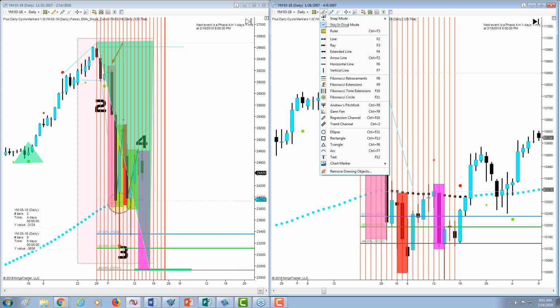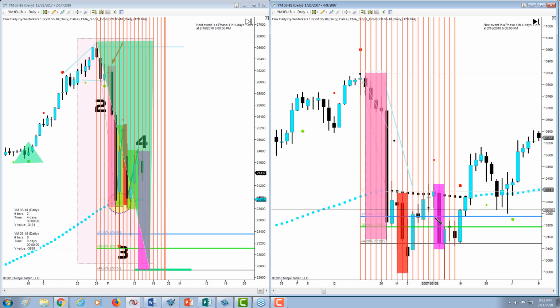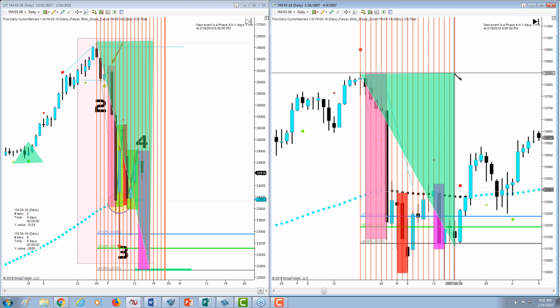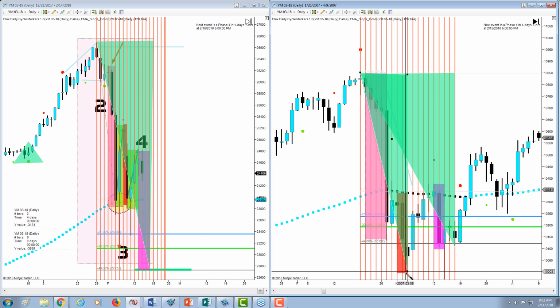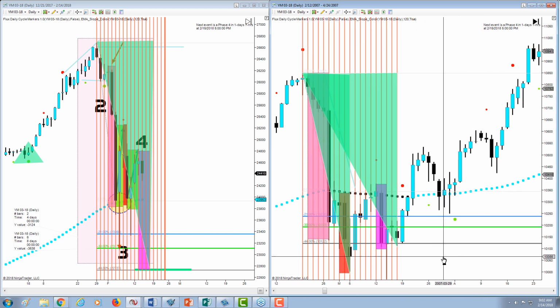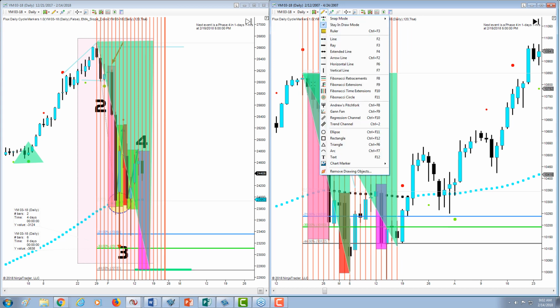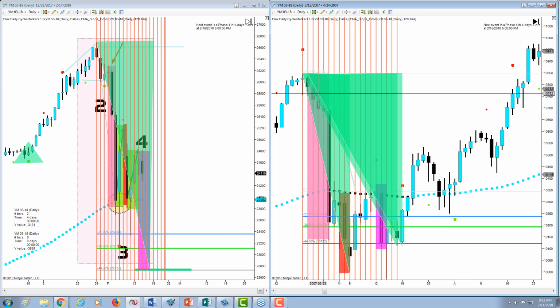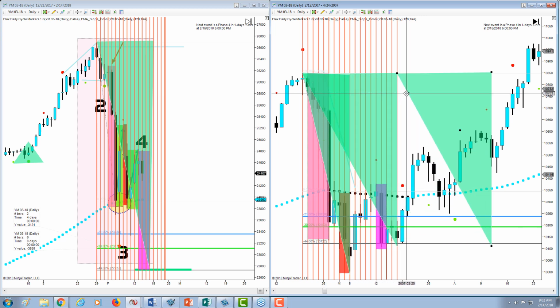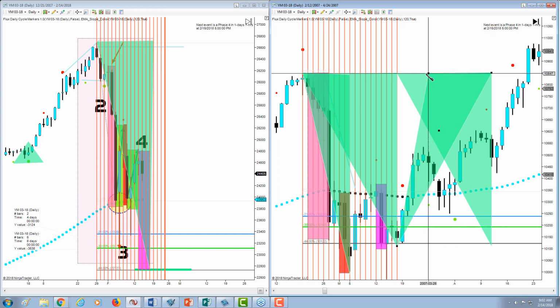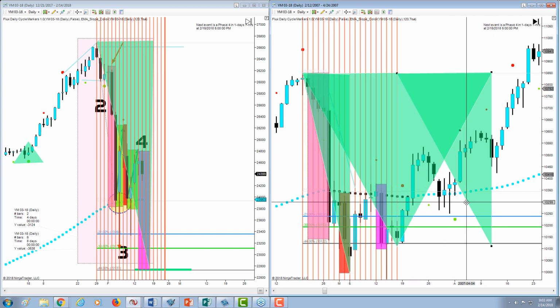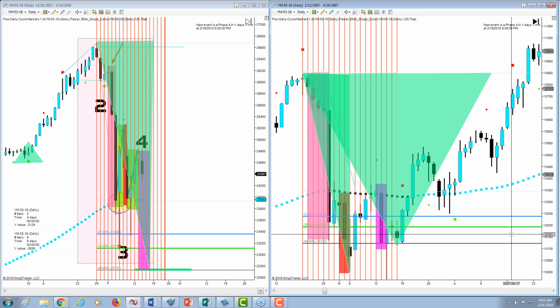Okay. Triangle from the high to where the reversal takes place is here. You could make a case for this too. I'm going to take this triangle and I'm going to reverse it, and we'll flip it the other way. Not quite. Not quite. It took a little bit longer to get there.